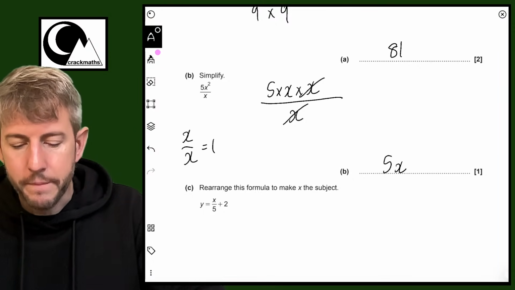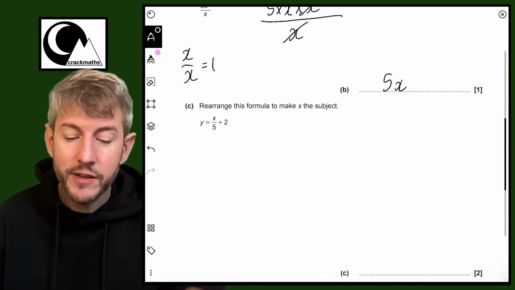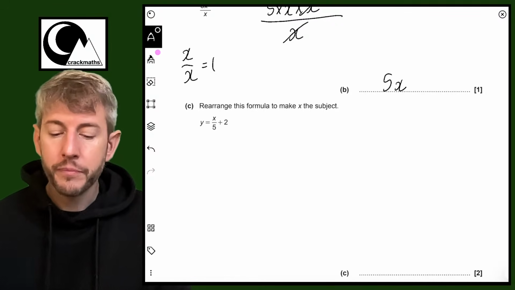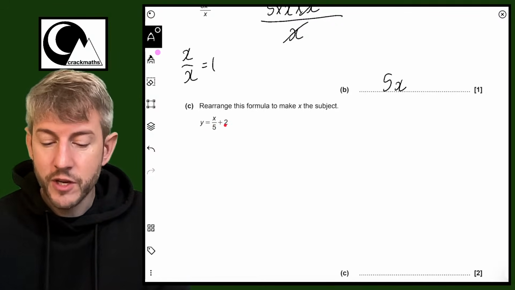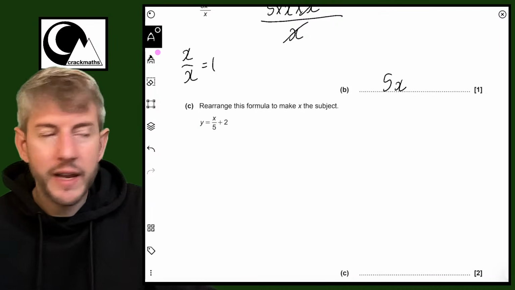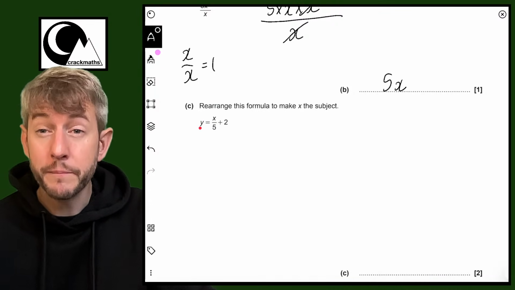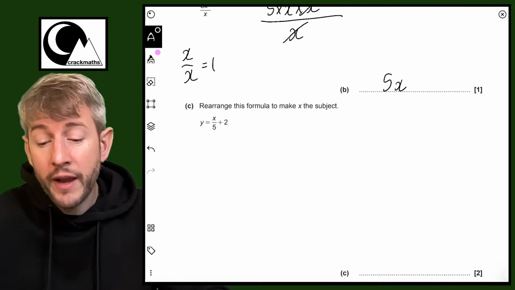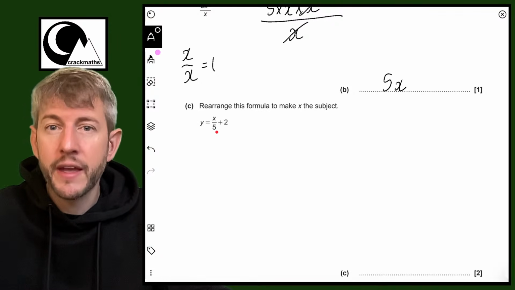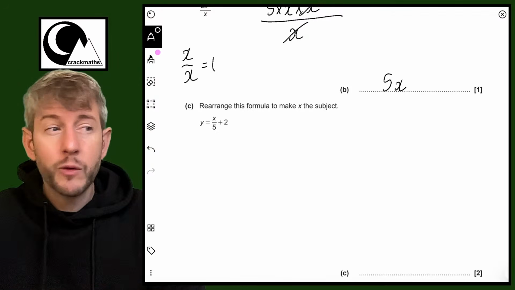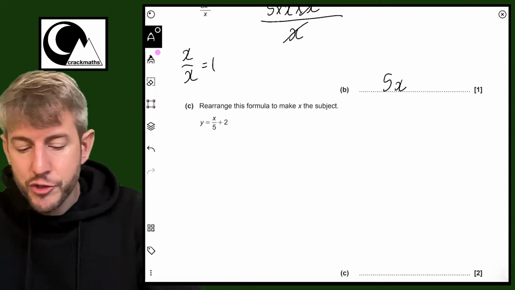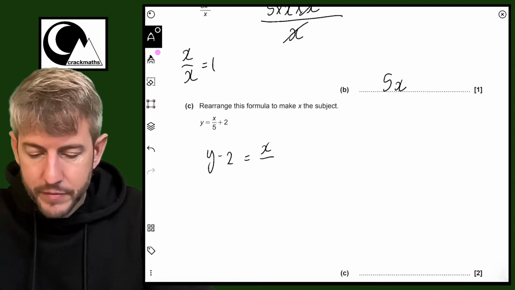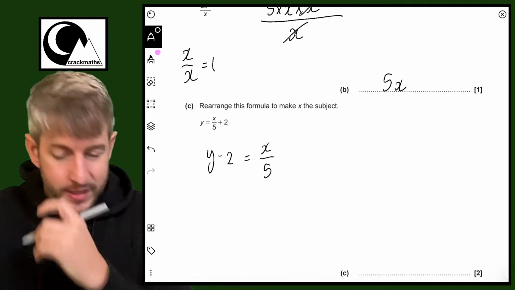Okie dokie, right. Question C. Rearrange this formula to make x the subject. Okay, so the first thing we've got to do is get rid of the 2. Currently we've got y equals x divided by 5 plus 2. Or, in other words, y equals something plus 2. So if y equals something plus 2, then it's true that y take away 2 equals that something, which is the x over 5.